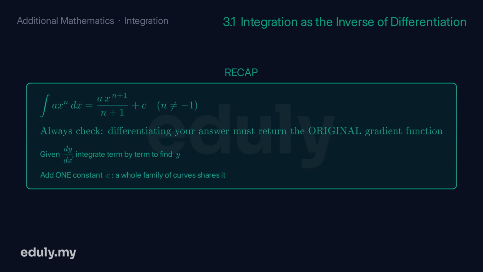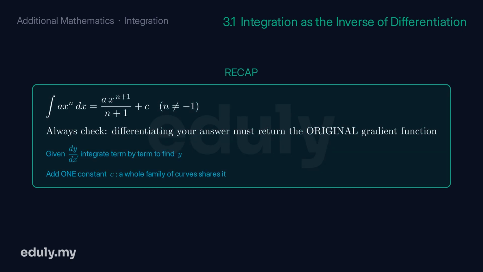So yes, handed only a steepness recipe, you can rebuild the original curve, up to that one unavoidable plus c. Whenever you're given a gradient function and asked to find y, integrate term by term, raising each power by 1 and dividing by that new power, remembering a bare number is really x to the 0 power. Add exactly one constant, c, for the whole expression, because a whole family of vertically shifted curves shares that same gradient function. You can't tell which one it started as.